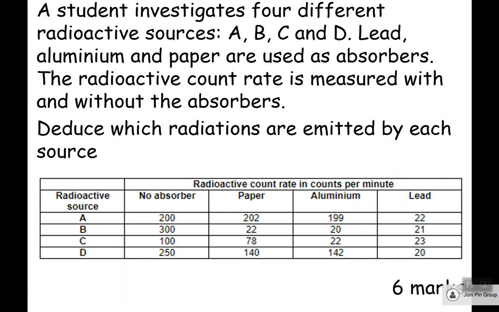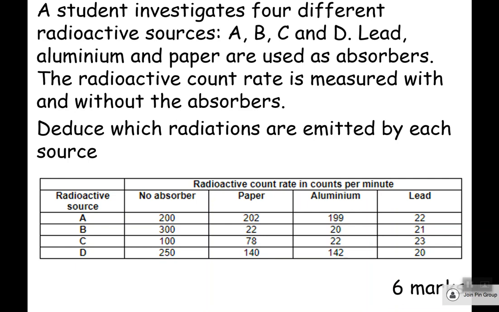So here's your typical question. You've got radioactive sources A, B, C, and D, and you've got to predict which type of radiation each one's giving out. Now they will usually do this without an absorber to start off with and then put different absorbers in the way. And as I said, you've got to try and work out what type of decay these sources are going through. It may be alpha, maybe beta, maybe gamma, maybe a mixture. Press pause, see if you can work it out.